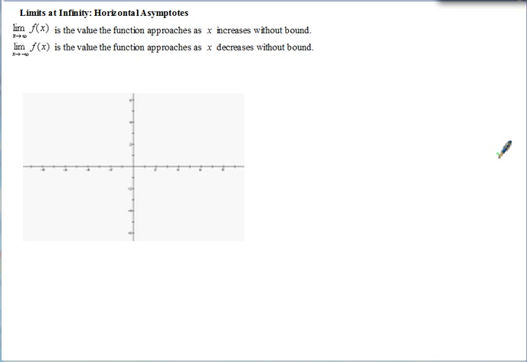These are the notes for AP Calculus on the topic of limits at infinity, horizontal asymptotes. So remember, if you have the limit as x approaches infinity of a function f of x, it's the value of the function as x increases without bound. There you would look as far right on the graph as the graph goes. The limit as x approaches infinity.